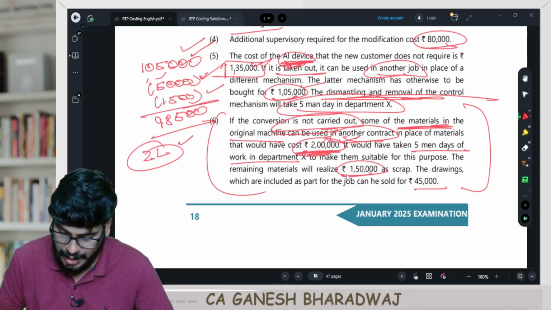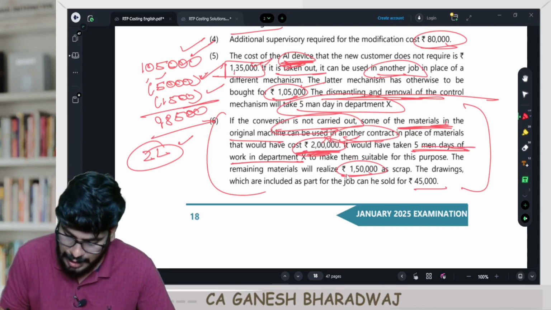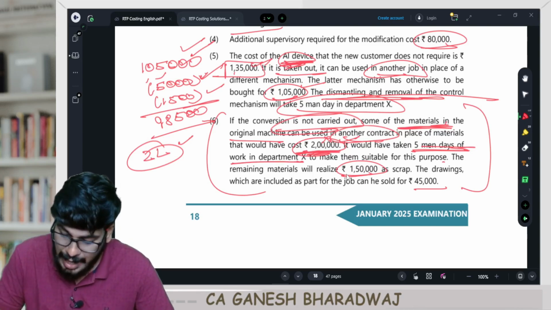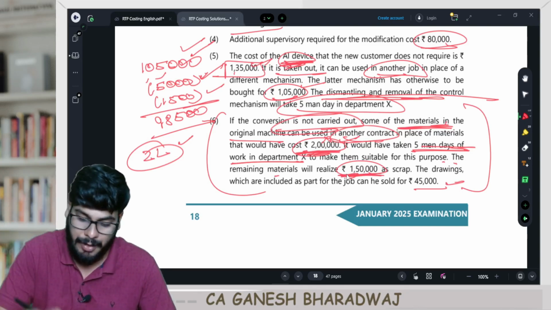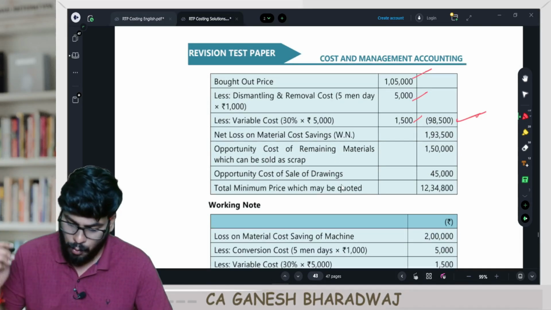But they're also saying it would have taken 5 men days of work in department X to make them suitable for this purpose. Are you clear with this? And the remaining materials will realize 1,50,000 rupees as scrap, and the drawings will realize 45,000. So now what they have done here, you look at this.